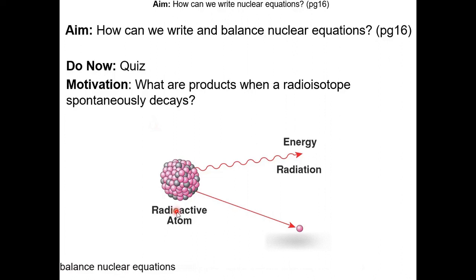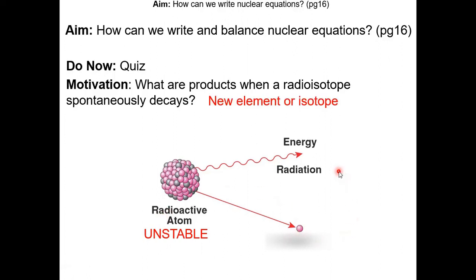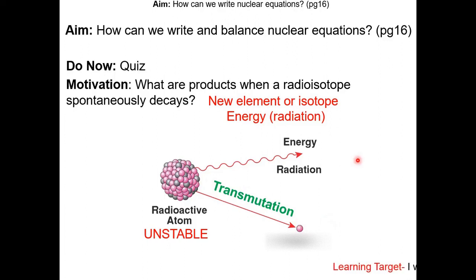As stated from the previous lesson, radioisotopes are unstable and will spontaneously decay into a new element or isotope, releasing radiation in the process. The process in which a radioisotope becomes a new element is called transmutation. Take a moment to watch a TED video about this process. The link to the video will be in the description. Pause the video and resume once you watch it.